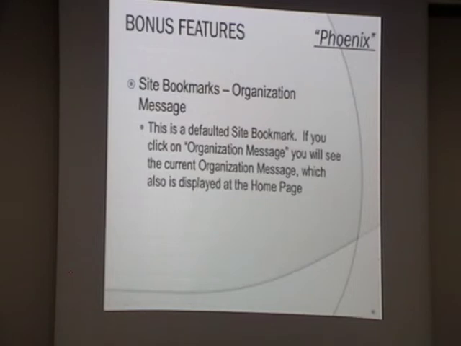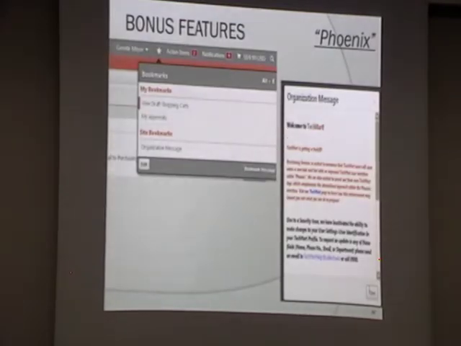Site bookmarks, organization message. This is a defaulted site bookmark. If you click on organization message, you will see the current organization message, which also is displayed at the home page. So if you click the star, under My Bookmarks, you will see that there is a Site Bookmarks, Organization Message. When you click on this link, it will display the screen that is here on the right.